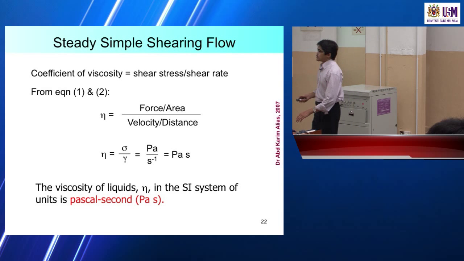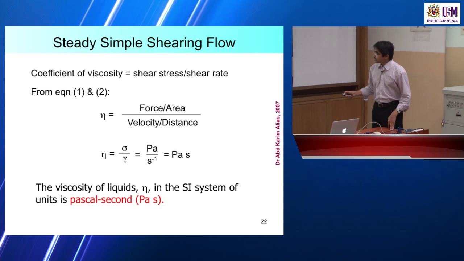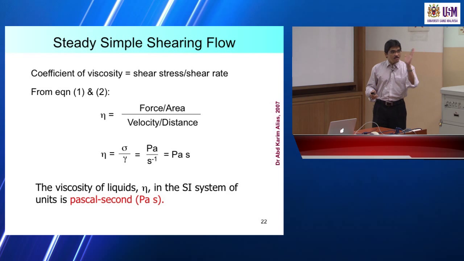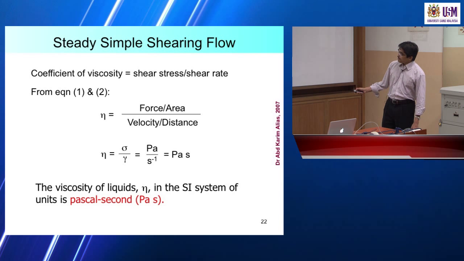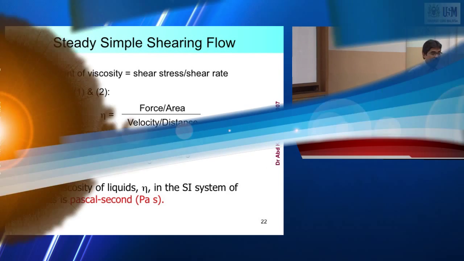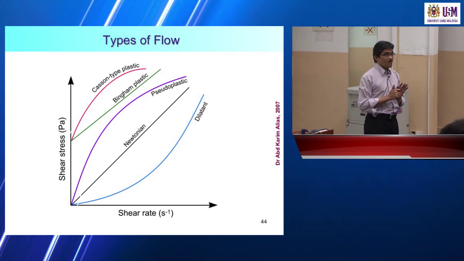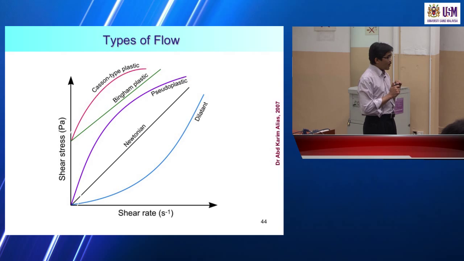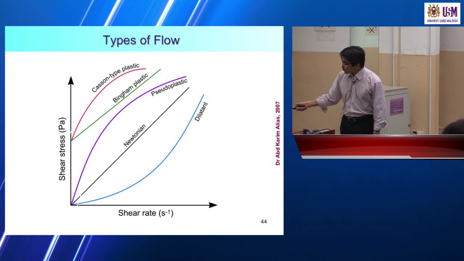Now, we start from zero, then we increase the shear stress. At any shear stress, we measure the shear rate. Then we plot the graph. Then we now have at least five different types of flow curve, or six different types of flow behavior. The simplest one is the straight line. The straight line goes through the origin, 0, 0.